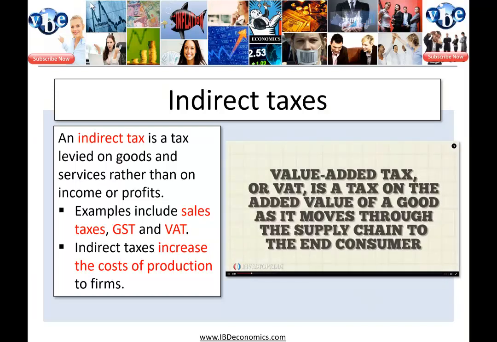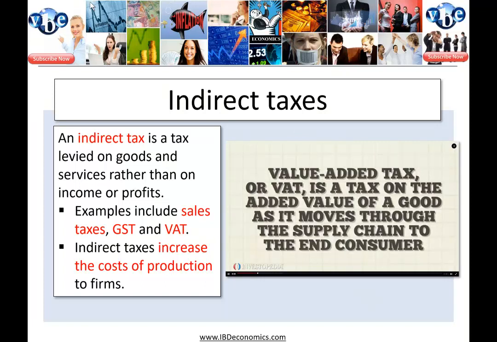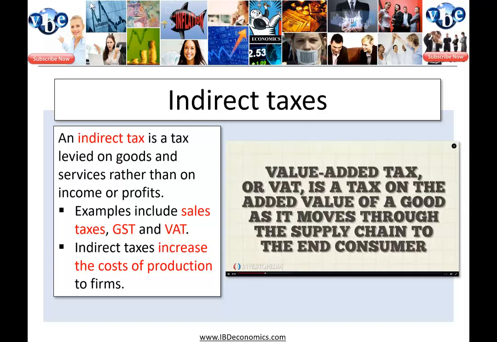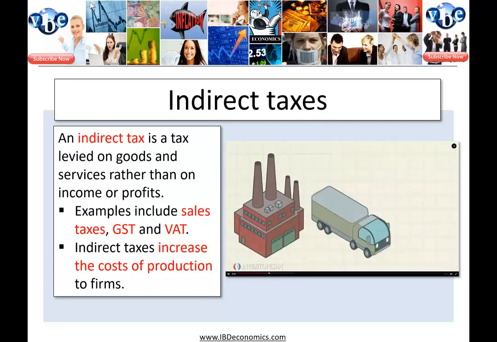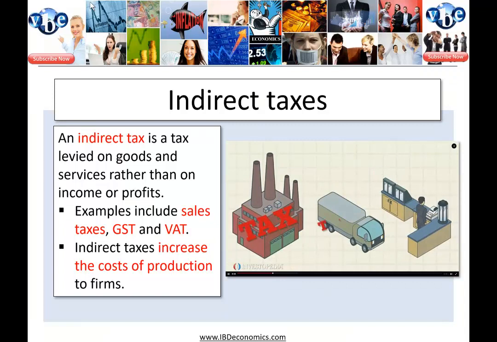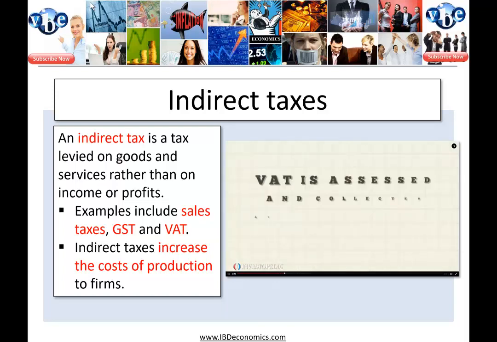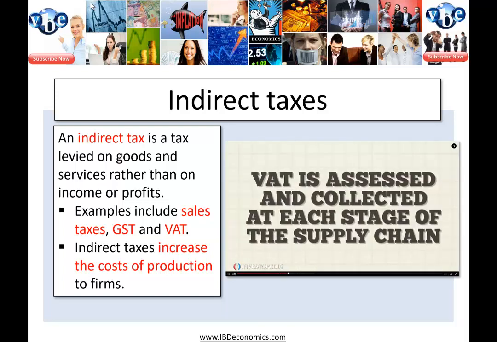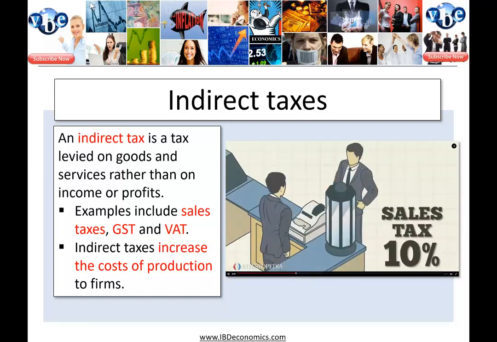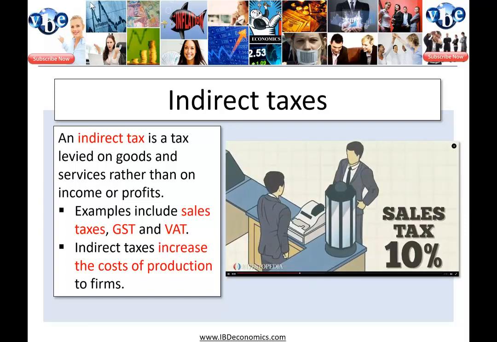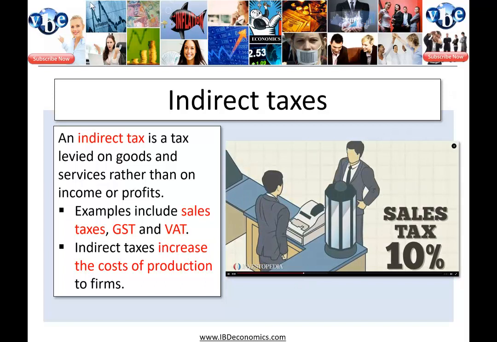Value-added tax, or VAT, is a tax on the added value of a good as it moves through the supply chain to the end consumer. In effect, the tax is levied on the gross margin at each point in the manufacturing, distribution, sales process. VAT is primarily used in the European Union. VAT is assessed and collected at each stage of the supply chain, in contrast to sales tax that is assessed and paid by the final consumer at the very end of the supply chain.